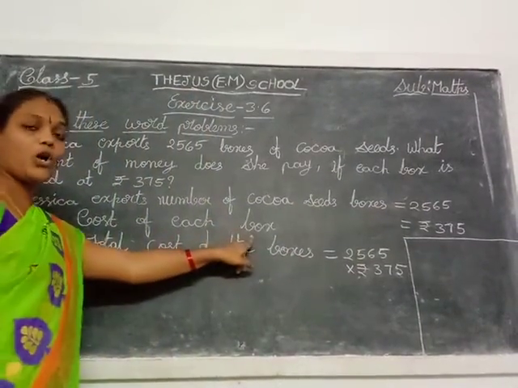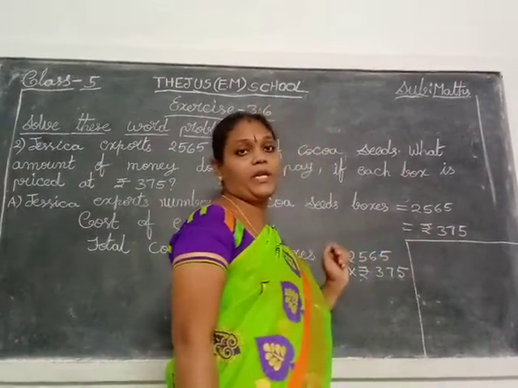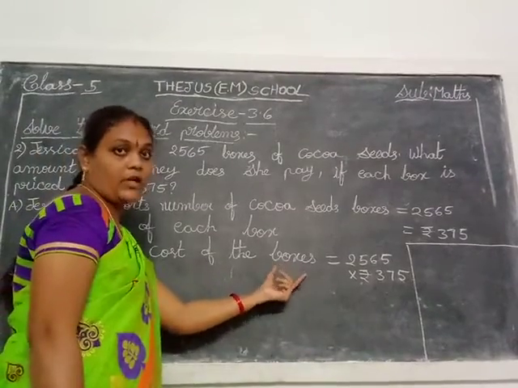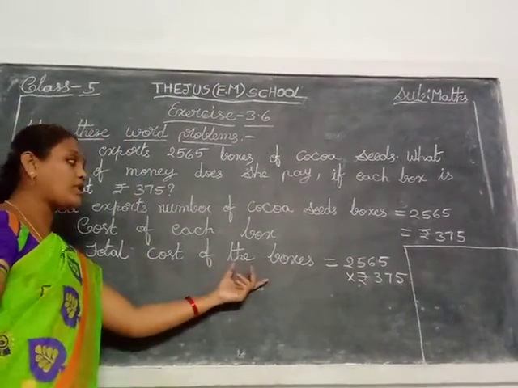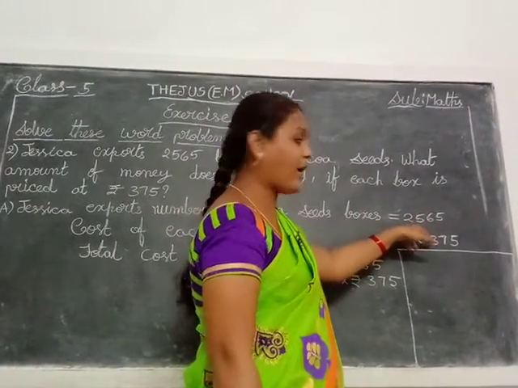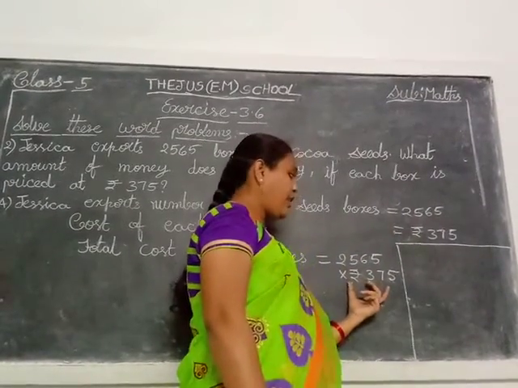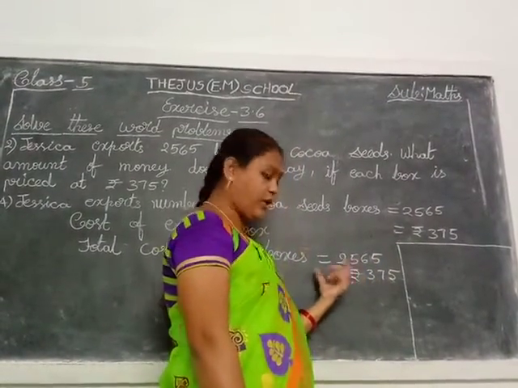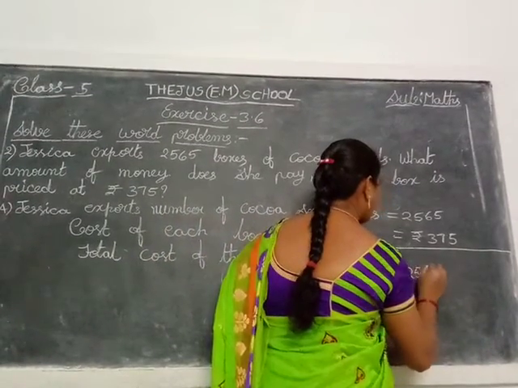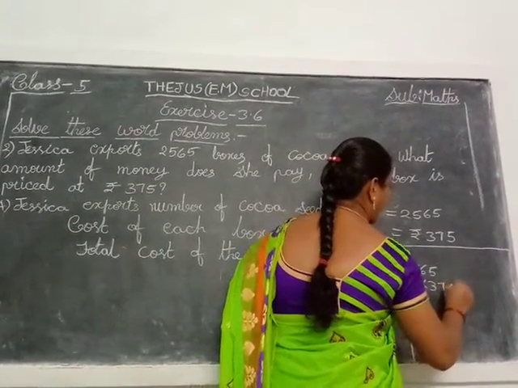2,565. Okay, cost of each box. Cost of each box is how much, children? 375 rupees. Now we find out the total cost of the boxes. So total boxes how many? 2,565 into cost is 375. So you will find out here. You do the multiplication between the two numbers. So here you do the multiplication. 2,565 into 375. Okay?